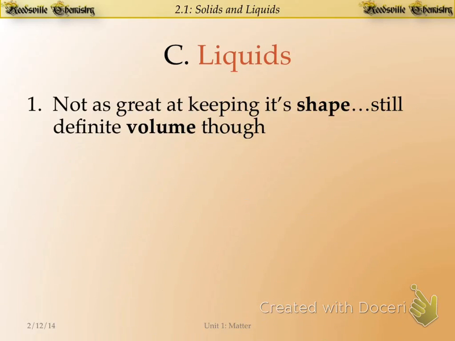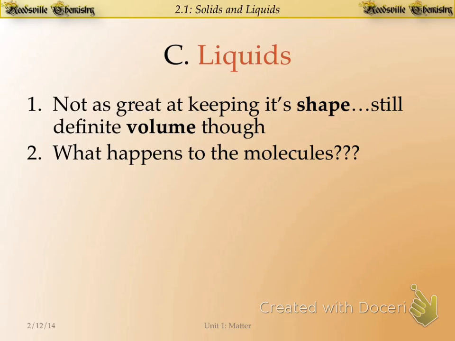All right, let's go to liquids then. Liquids, certainly not as great at keeping their shape. They still have a definite volume, but we know that if we've got a liquid inside of a glass and your little sibling comes around and spills the glass, the liquid's going to pour out, and the shape of the liquid's going to change. Liquids always maintain the shape of the container they're in. However, the volume of that liquid will remain the same. If you had 100 milliliters in the beaker and then you spilt it, you'd still have 100 milliliters, but it'd just be on the floor.